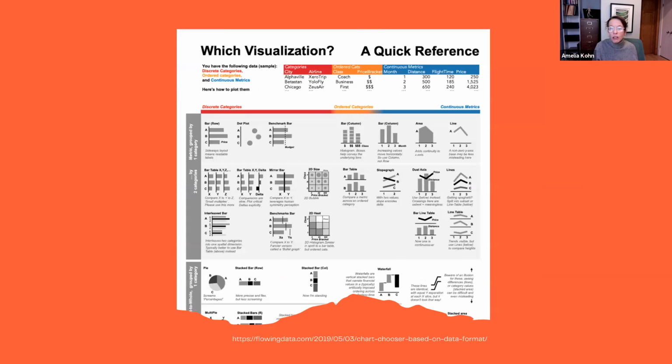This is a decision tree from Flowing Data, which is also a wonderful DataViz blog, and it focuses on the type of data you have and then recommends a chart. So there are 4 primary types of data. There's categorical data. So that's data that have 2 or more categories, but which do not have an intrinsic order to them. So for example, a real estate agent could classify their types of property into distinct categories, such as houses, condos, co-ops, and bungalows.